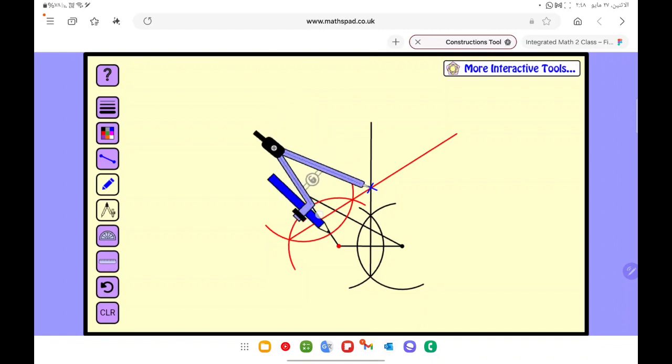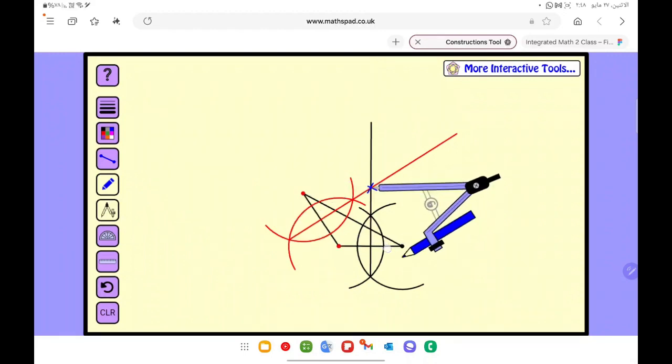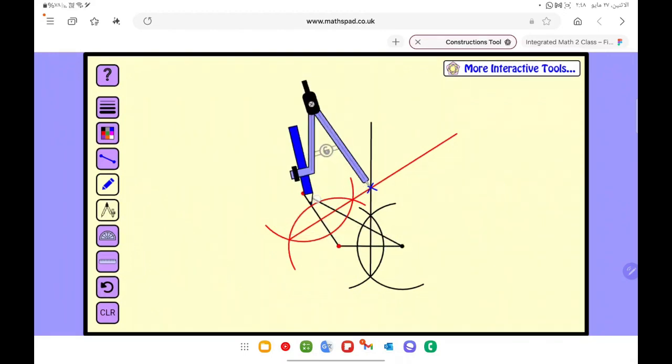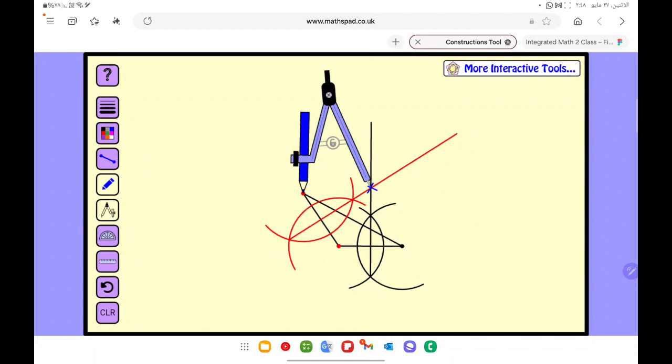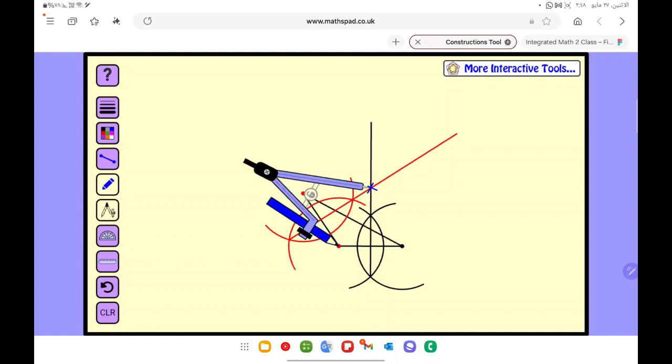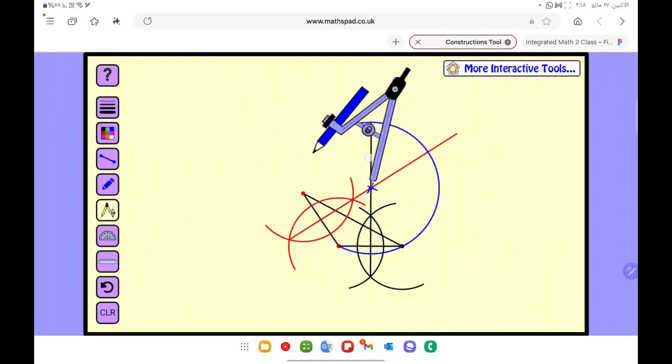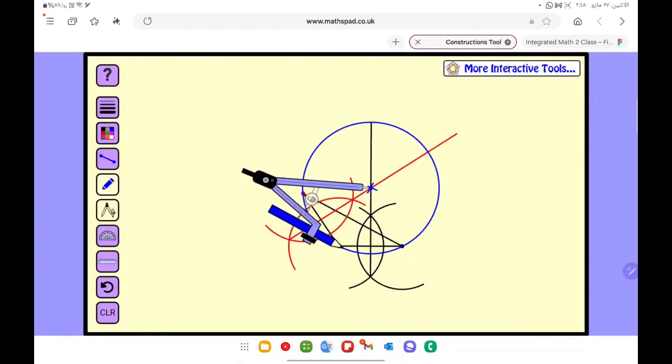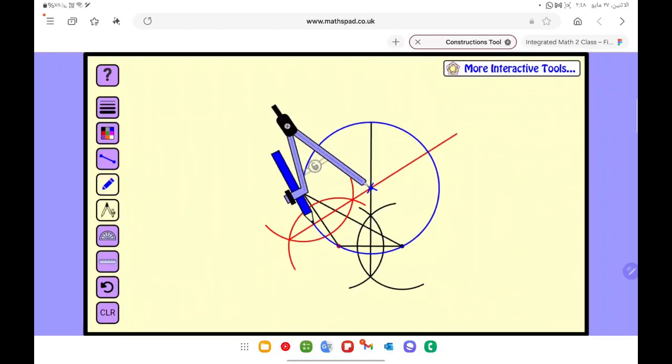Now open your compass at the same length as one of the edges. So open it like this, or open it to this one, or that one. Just choose any edge and open your compass from the point to any edge. Now draw a full circle. See? Now let me hide this. As you can see here, the circle intersects my triangle from all edges.